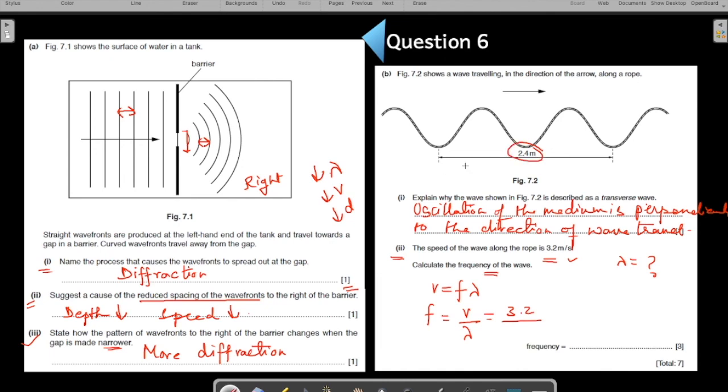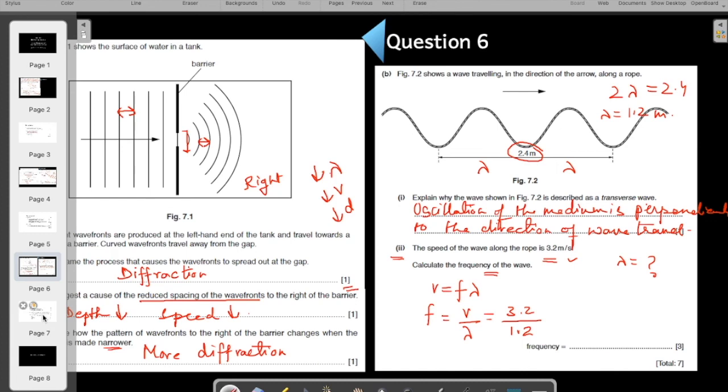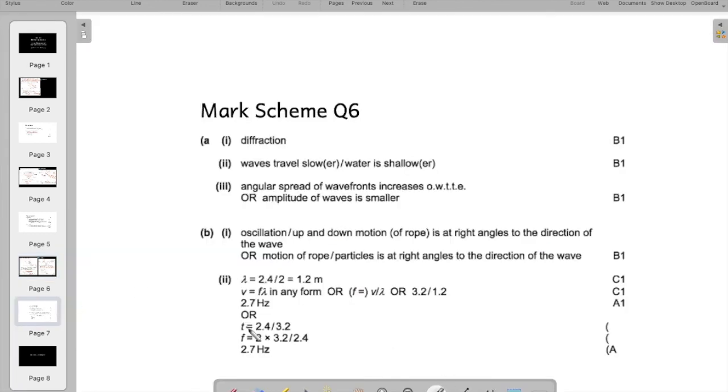2 times the wavelength. This is your λ. You are given 2λ. 2λ is 2.4. So λ is how much? 1.2 meters. So you write down 1.2 here. Divide these two numbers and you will get your frequency. Let us see if we are doing it correctly. Yes. Same thing we have done. Exactly the same thing. λ is 2.4 over 2, 1.2. So frequency is 3.2 over 1.2.